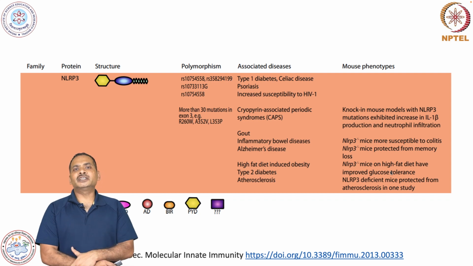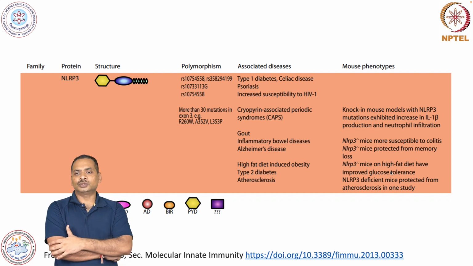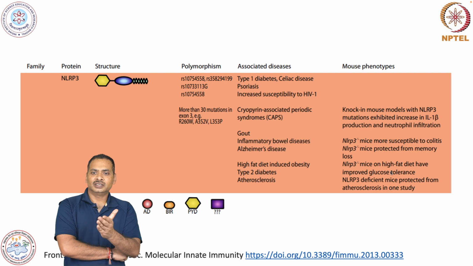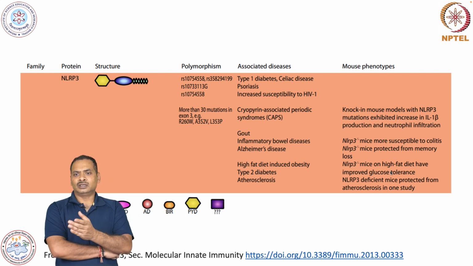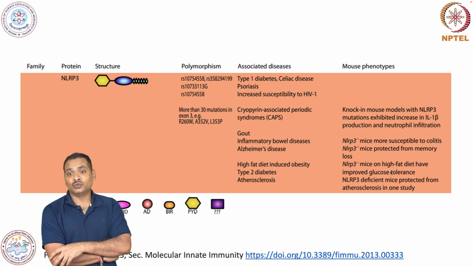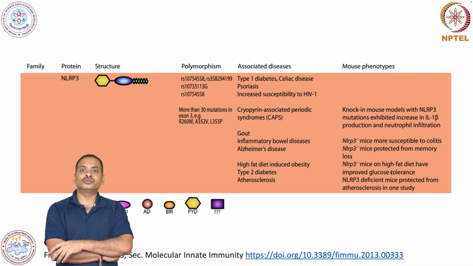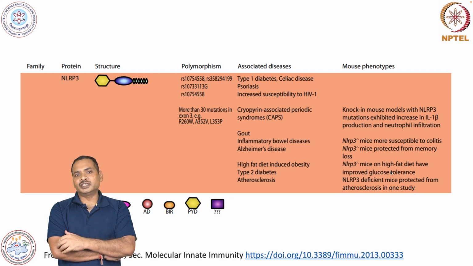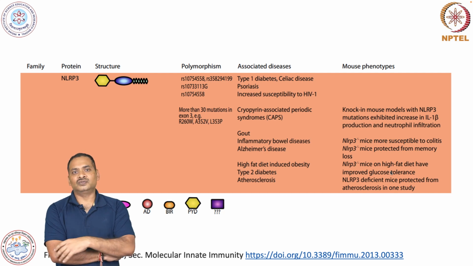Okay. So, the NLRP3 knockout mouse is also quite well studied, and here you can see this knockout of NLRP3 exhibits an increase in IL-1 beta production and neutrophil infiltration. So, this neutrophil infiltration is also a mark of inflammation.